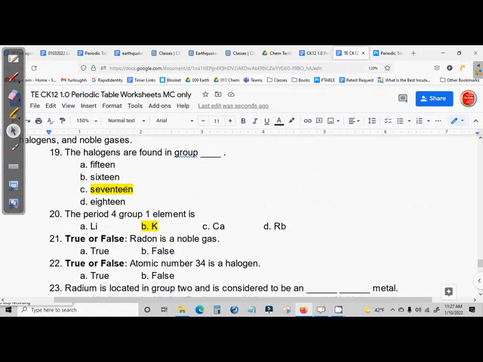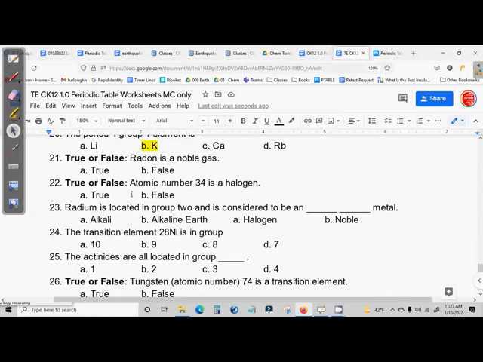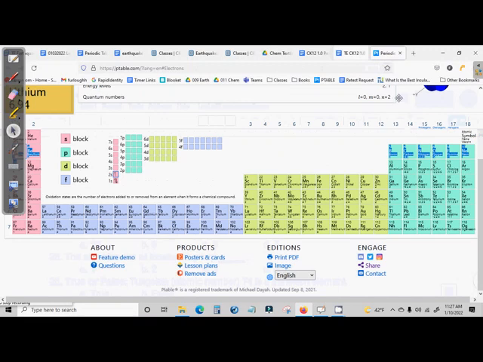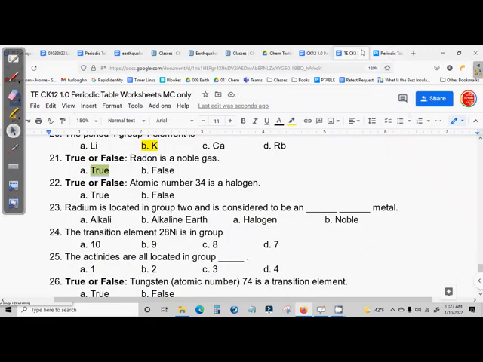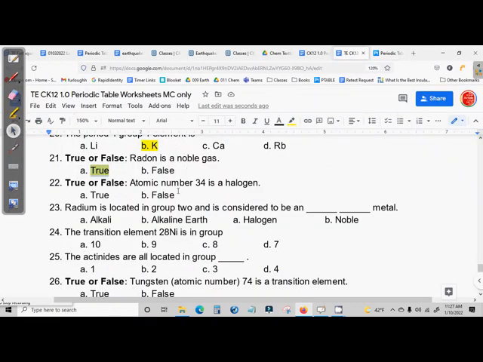Halogens are found in group 17. Period 4, group 1. Potassium. True or false? Radon is a noble gas. That is true. Atomic number 34 is halogen. Well, there is a halogen. So we find element 34. Nope, that's in group 16. That is not a halogen at all. So that is false.